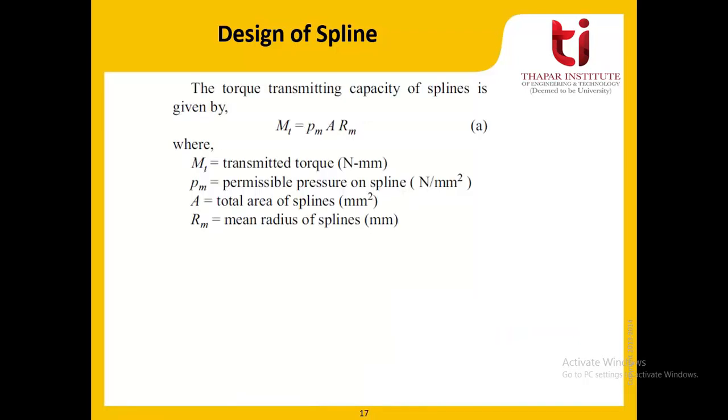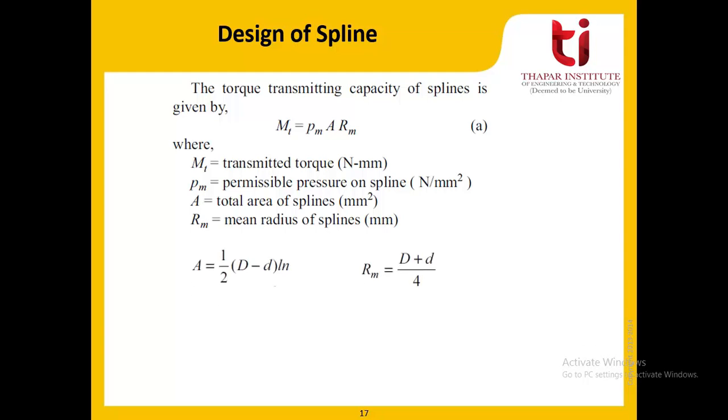So the torque transmissibility capacity of the spline, this torque MT, will be dependent on this PM, that is the permissible pressure, into area, into the mean radius of this spline. Because pressure into area is force, and radius is the perpendicular distance, which will give the torque transmitting capacity. So I think this is a very easy, convenient expression to express the torque transmitting capacity of splines, which we can see here.